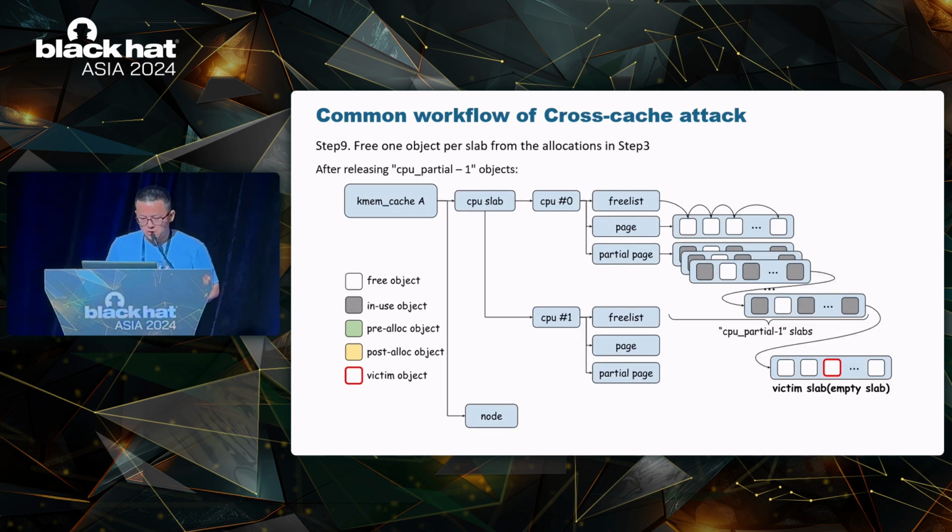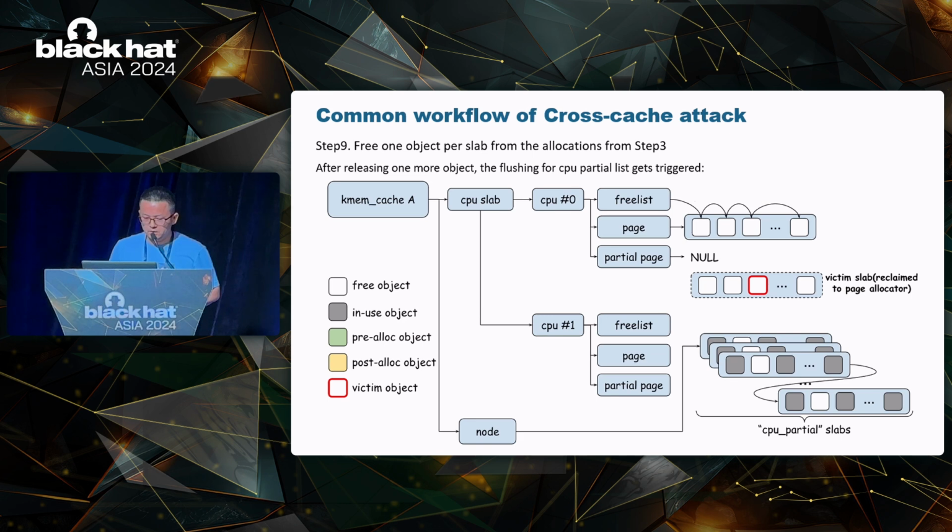Step 9, free 1 object per slab from the allocation made in step 3. Let's see this process more carefully. If we release the CPU partial minus 1 objects, CPU partial minus 1 slabs will be put into the partial list. The flushing for partial list won't happen yet. And if we release 1 more object, the flushing for per CPU partial list would be triggered, and the empty victim slab will be reclaimed to page allocator.